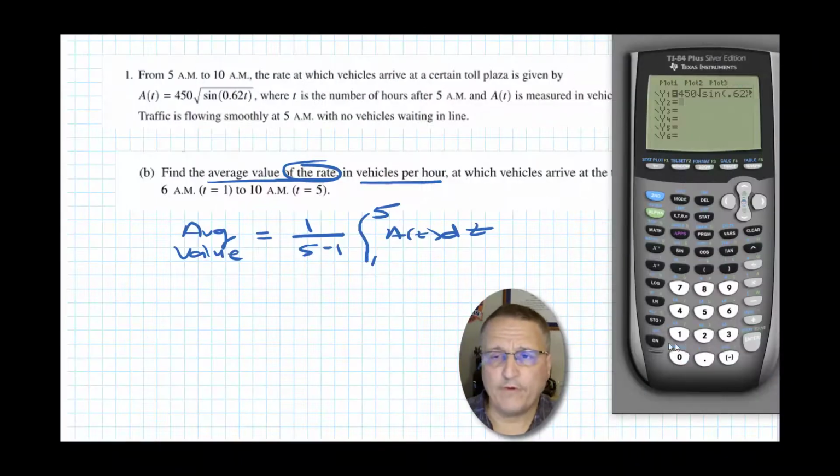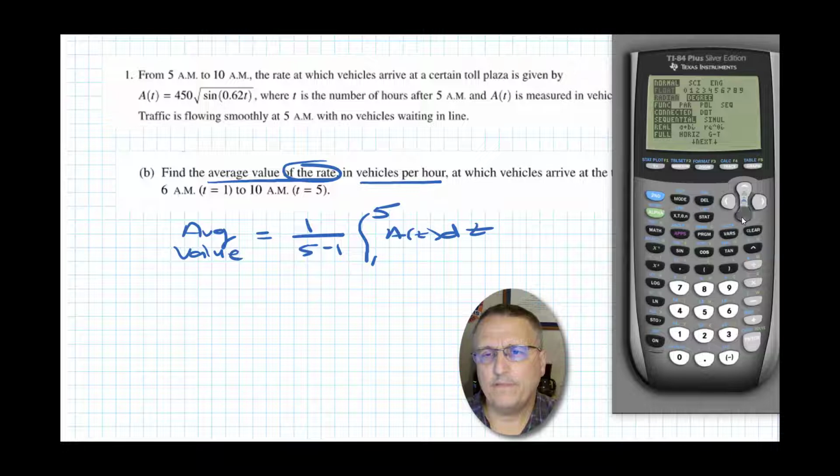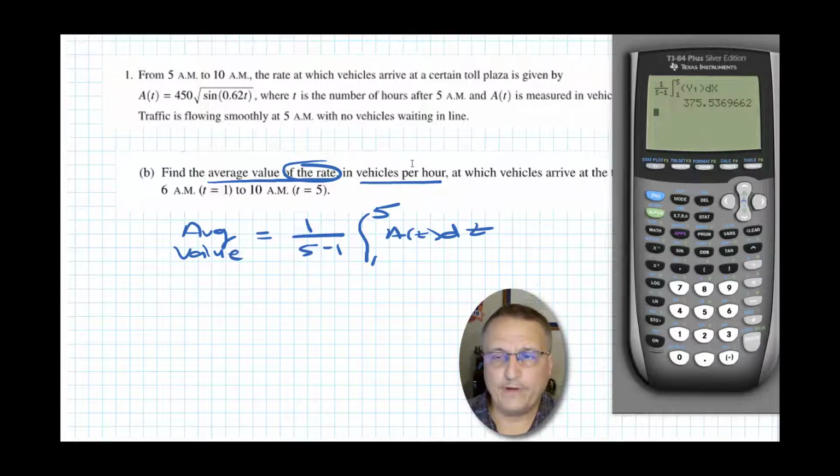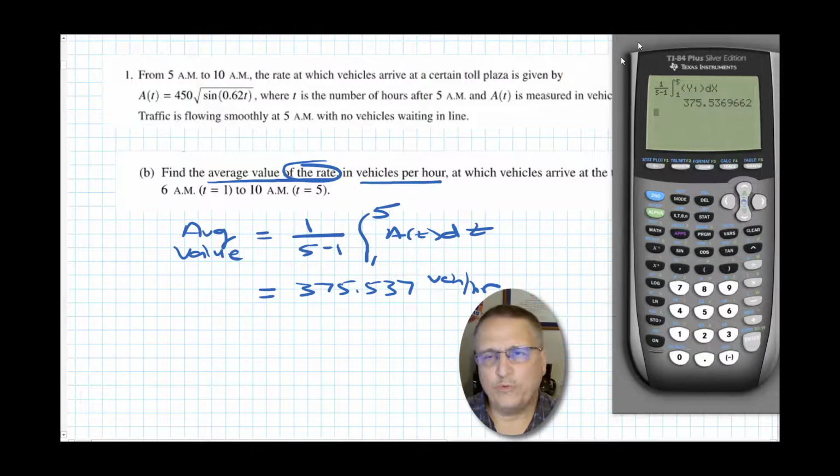On my TI-84, I've already entered the function A of t. I've also made sure that I am in radians mode. Then I can put this on my calculator using Math 9, which is the numeric integration function. And that's our answer, 375.537. And we're done with Part B.